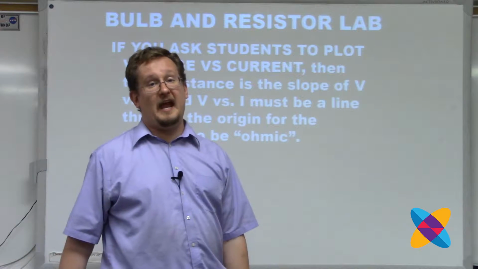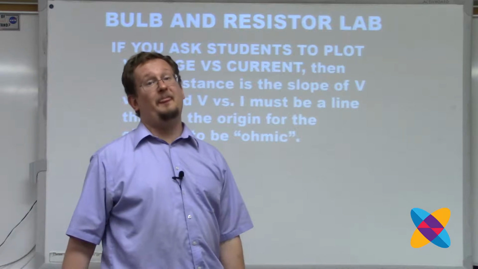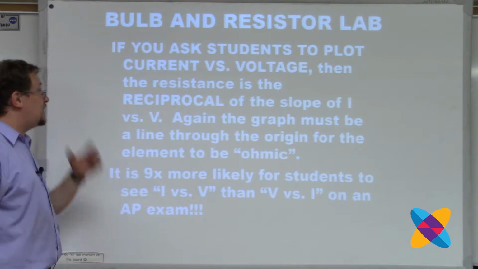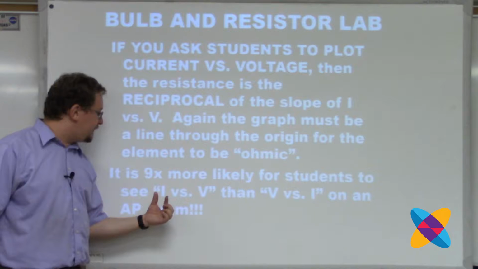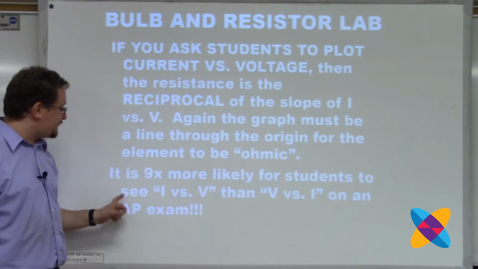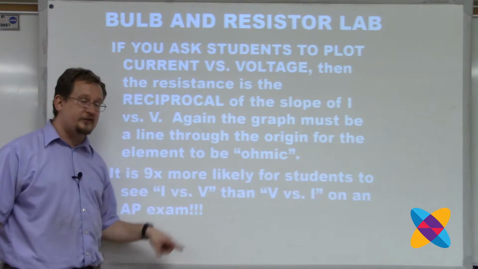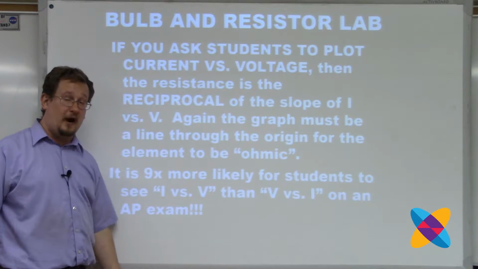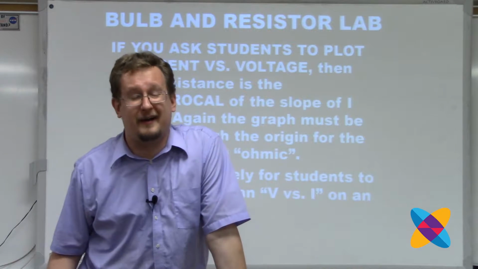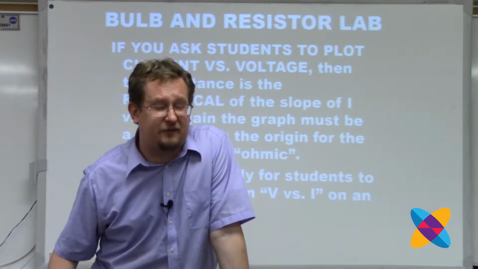But the AP exam people who write Physics 2, they love current versus voltage. What I found is that it's about 9 times more likely for students to see or deal with current versus voltage: current going up and voltage going to the right. Why is that, Friendsley? Because current is the dependent quantity in real life. It depends on the potential difference.